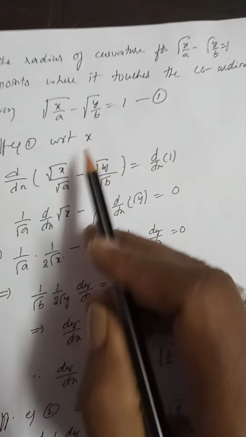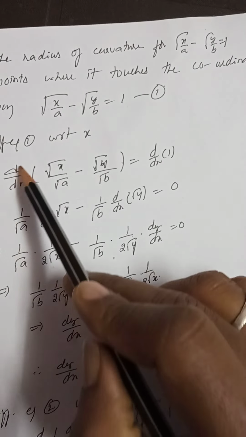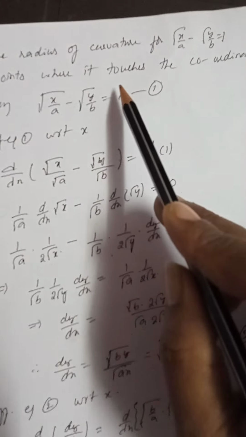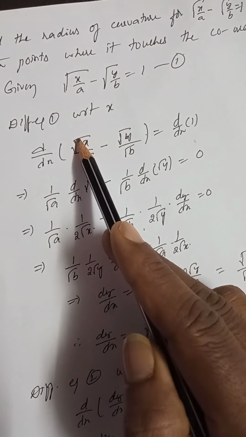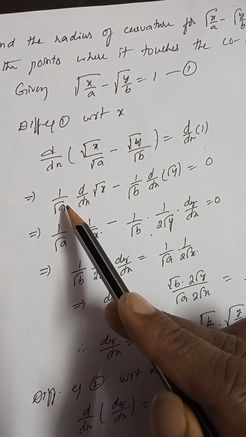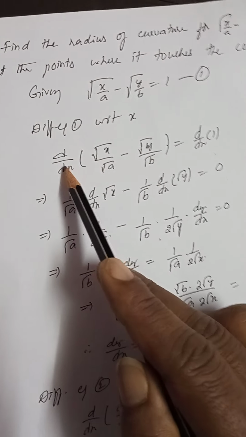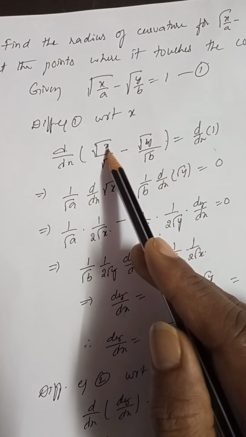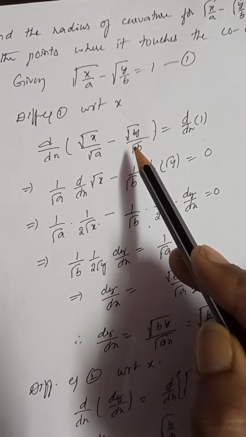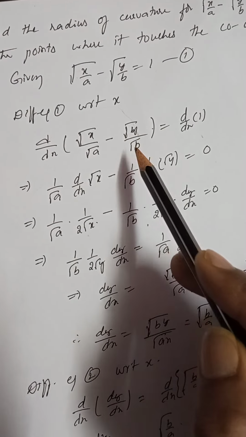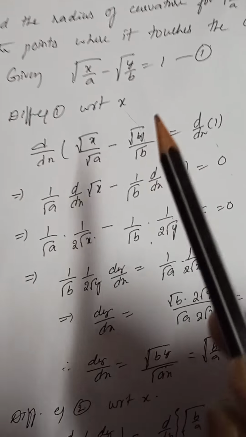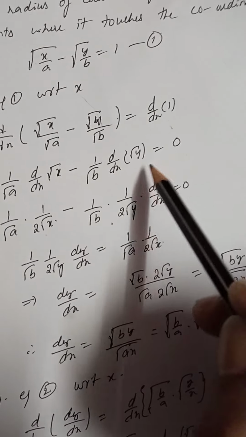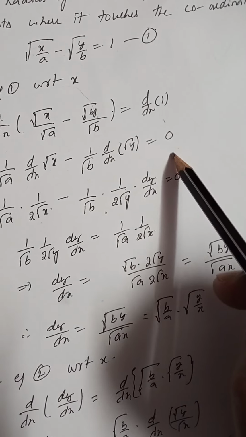Now, here differentiating equation 1 with respect to x, d by dx of the entire thing is equal to d by dx of 1. Here, 1 by root a is a constant, that's why we are taking that constant outside the differentiation symbol. d by dx of root x plus d by dx of root y by root b, because square root of y by b can be written as root y by root b. We are separating the numerator and denominator. Is equal to differentiation of a constant, which is 0.